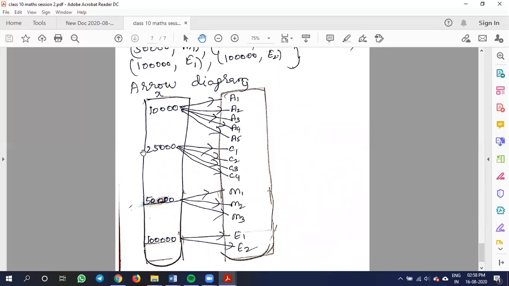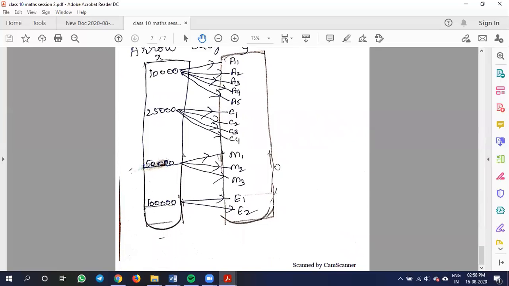Then 25,000 salary, how many are getting? 25,000 comma C1, 25,000 comma C2, 25,000 comma C3, and 25,000 comma C4. Then 50,000, how many are getting? 50,000 comma M1, 50,000 comma M2, 50,000 comma M3. Then 1 lakh, how many are getting? 1 lakh comma E1, 1 lakh comma E2.